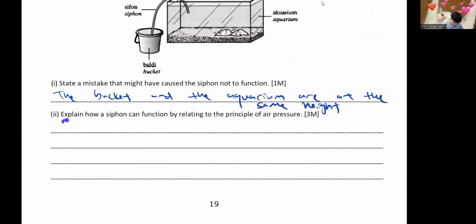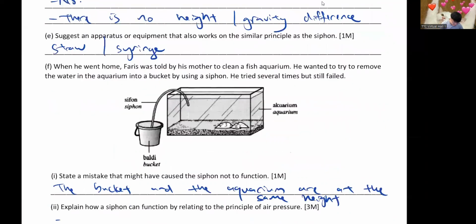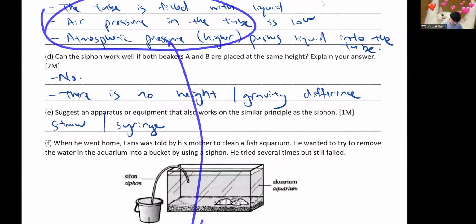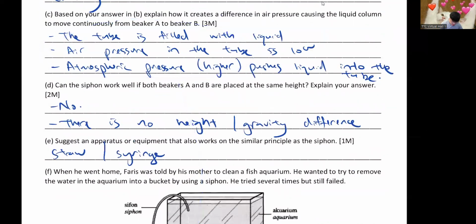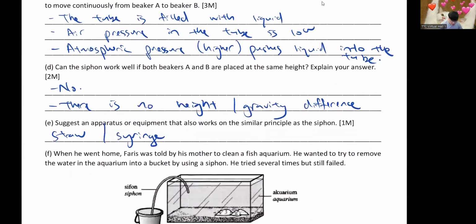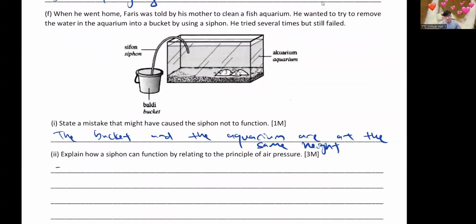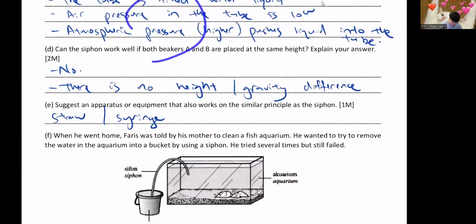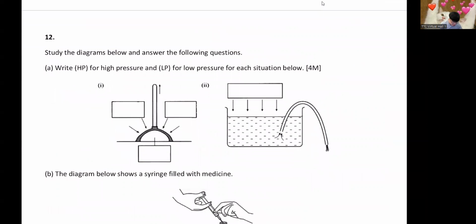So number 2, explain how a siphon can function by relating to the principle of air pressure. So this is the same explanation as up there, which is here. You can actually write back the answer here. You don't need to change anything because it's the same explanation. So I'm going to skip this because it's the same question and same answer, same principle.